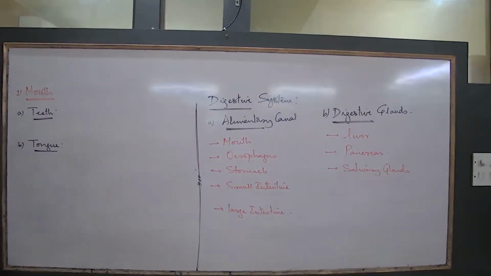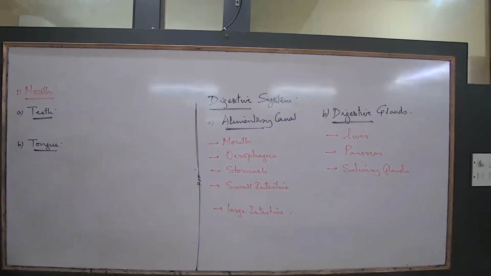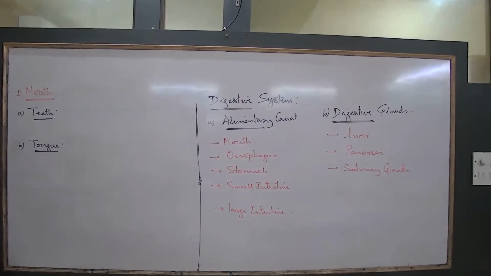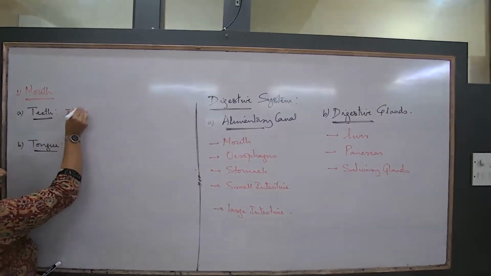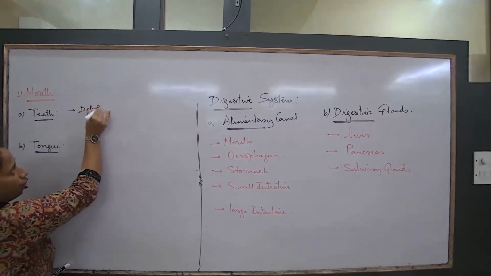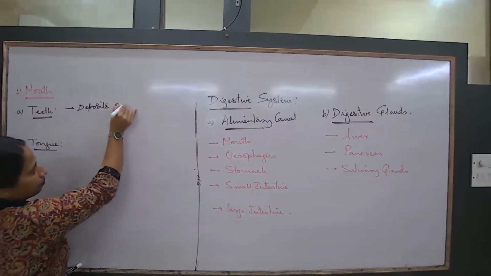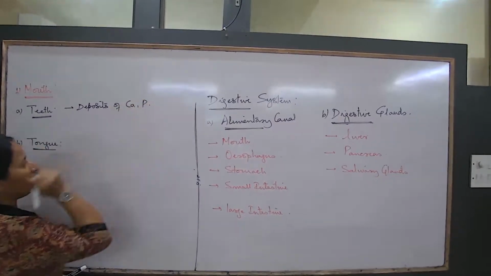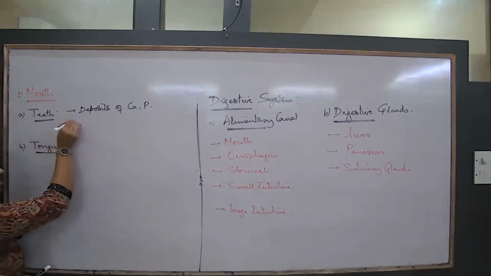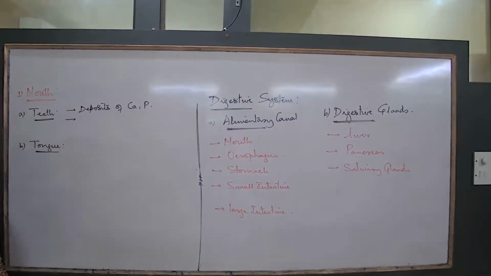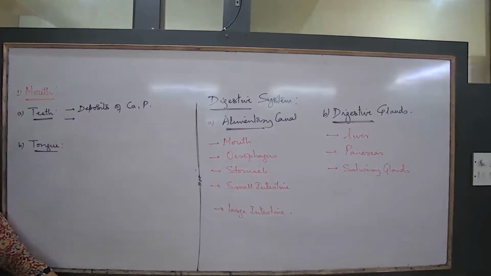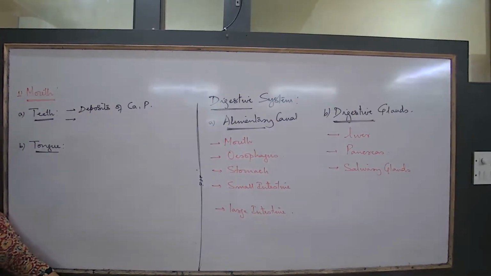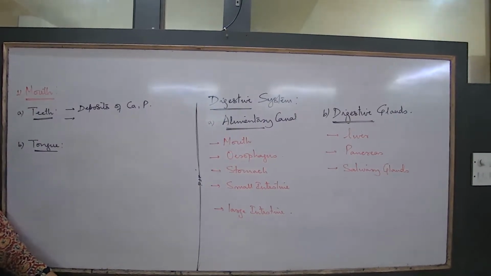Now, when I talk about the teeth, what are these teeth made up of? Deposits of minerals, calcium and phosphorus. So the teeth are deposits of calcium and phosphorus. What is their function? What are their types? Are you aware how many types of teeth we have? Yes, 4 types.